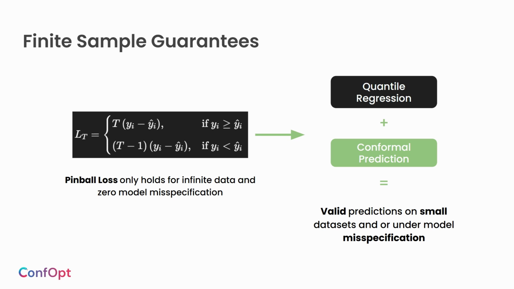So we need a way to make these quantile regressions actually work on small amounts of data, and the best way to do that is through conformal prediction, which is a calibration wrapper around the regression. And so basically quantile regression plus conformal prediction results in valid quantile predictions, even on small data sets, even on limited data, and also technically under mild model misspecification.